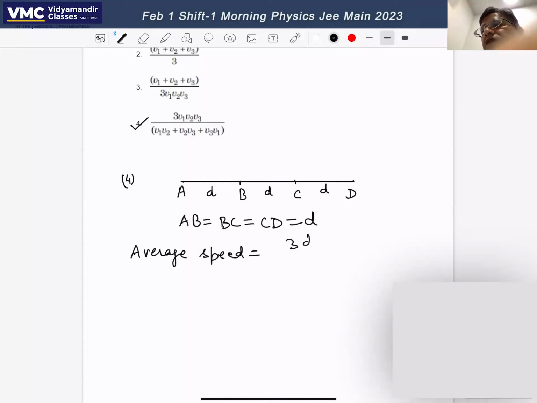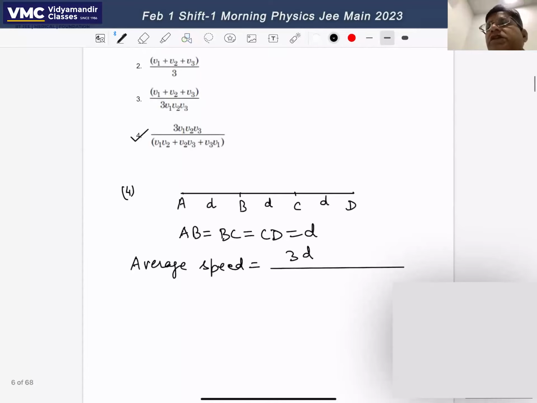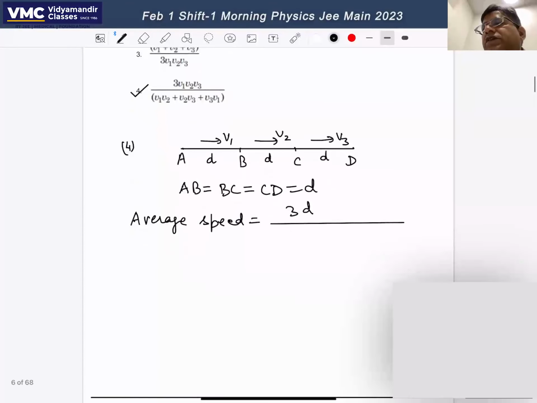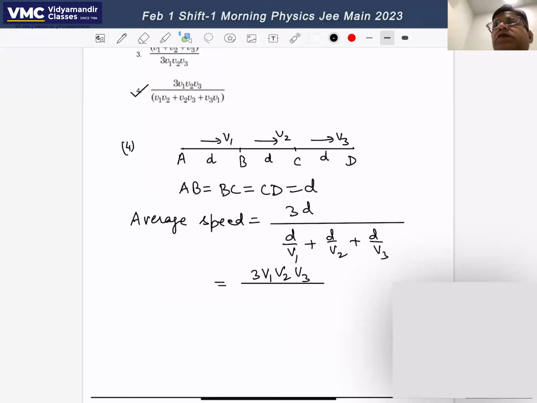So that will be obviously 3D, and the time taken by the particle to cover this individual speed. In the first part, speed is v1. In the second part, speed is v2, and in the third part, speed is v3. The time taken in the first part will be dy/v1, second part dy/v2, and third part dy/v3. So this average speed will be 3 times v1 v2 v3 divided by the sum of these two.